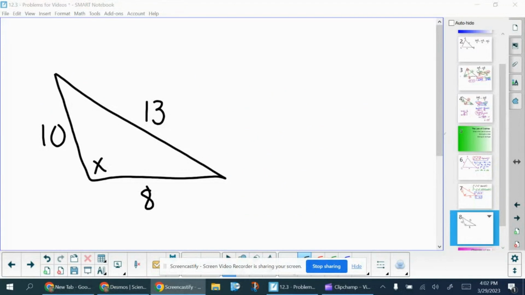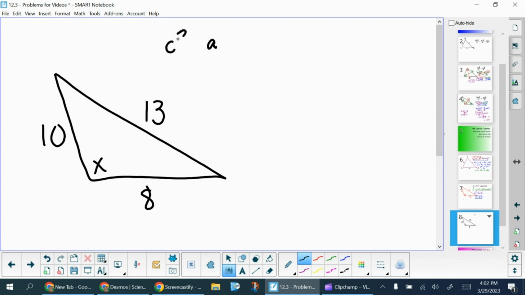Okay, so now finding a missing angle using the law of cosines is going to be the hardest part of this whole thing. So I've got my triangle drawn out here. We've got sides of 10, 8, and 13. We're going to find our missing angle. Our formula, oops, I can write it correctly: c squared equals a squared plus b squared minus 2 times a times b times the cosine of angle C.